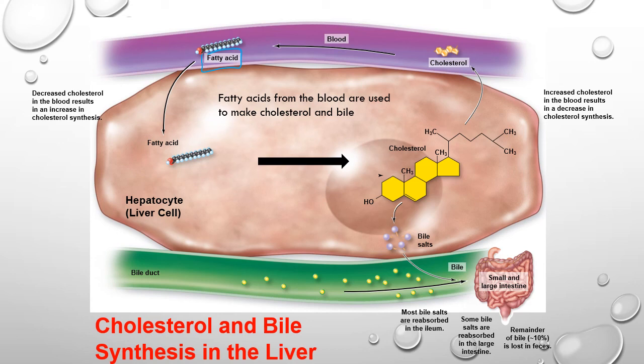Our bloodstream is bringing in blood from the digestive tract. We can extract fatty acids from it. Those fatty acids can then be utilized in order to manufacture cholesterol. That cholesterol is then utilized in a couple of different ways. One, it gets sent back into the bloodstream. This is one of the ways that people have elevated cholesterol levels: their liver cells, and this is a big hepatocyte here, have overproduction of cholesterol. So it's pumping out a large amount of cholesterol.